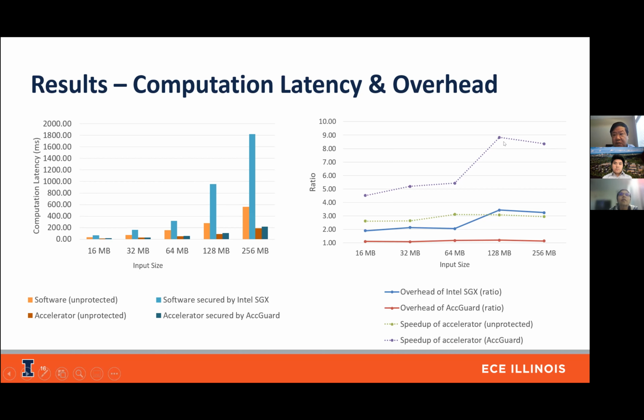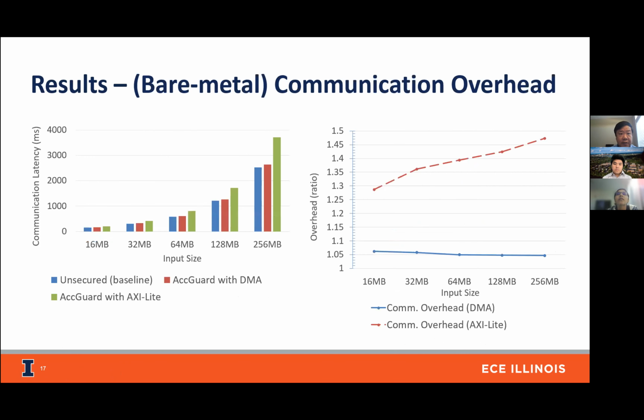So then you can see sometimes it can reach 9x speed up. We also look at the communication overhead because it's one of the major bottlenecks. We compare with the unsecured baseline, and ArcGuard can work with different data movement, AXI Lite or DMA.